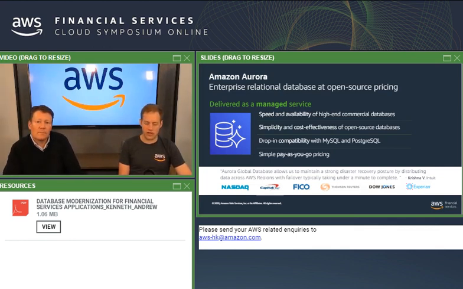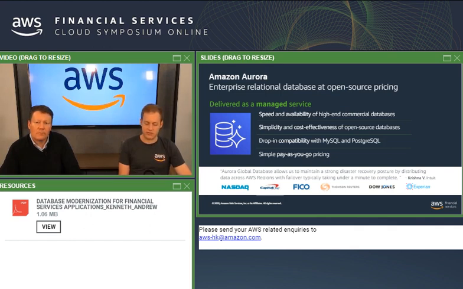So Amazon Aurora is our enterprise relational database, but using open source pricing and open source technologies. We've fundamentally rethought the way that relational databases are built. We have a separate storage and compute layer that automatically spans various different availability zones, so you get high availability out of the box. You can scale up and scale down the compute instances as the nature of your workloads change. You get the speed and availability of the high-end commercial databases, but at those open source prices that are so important to our customers.